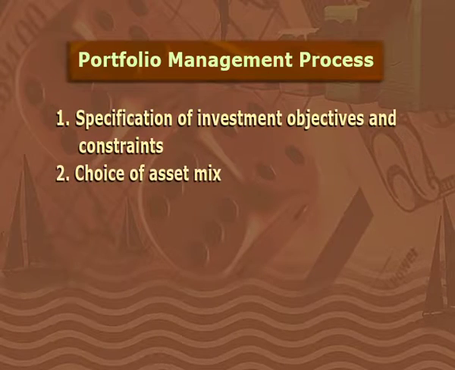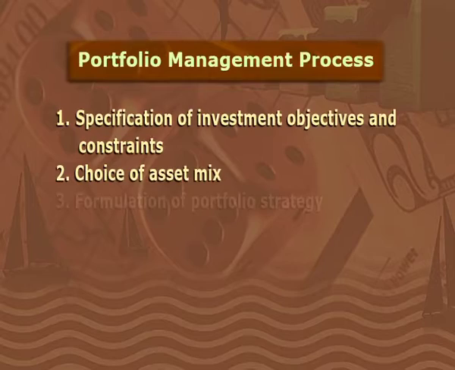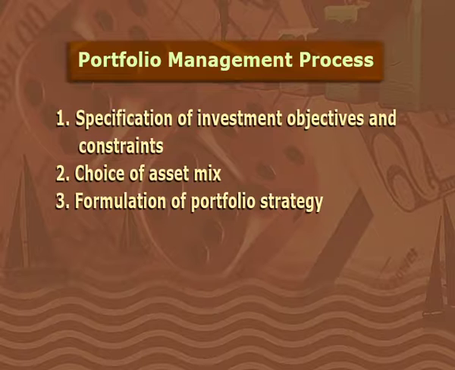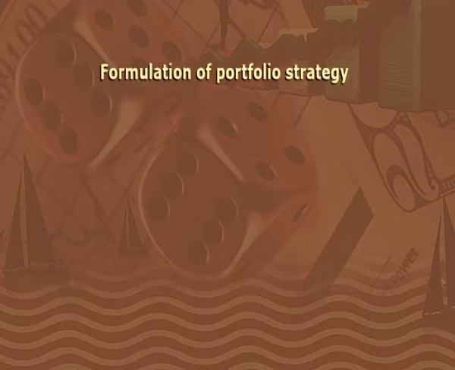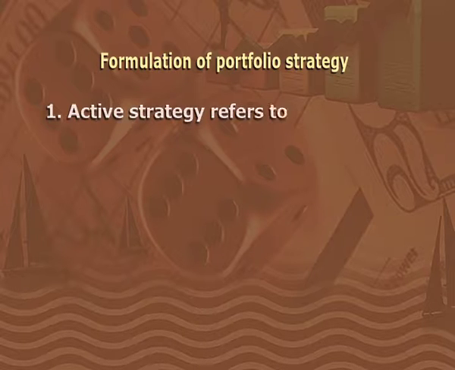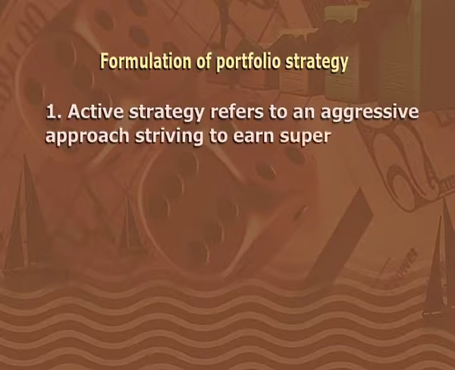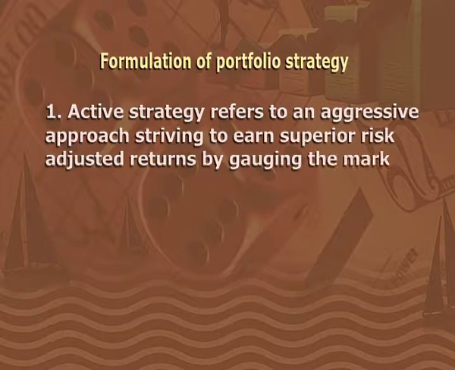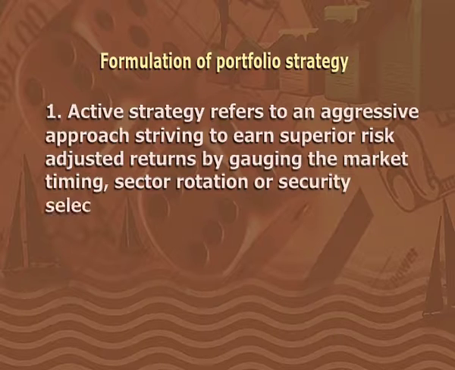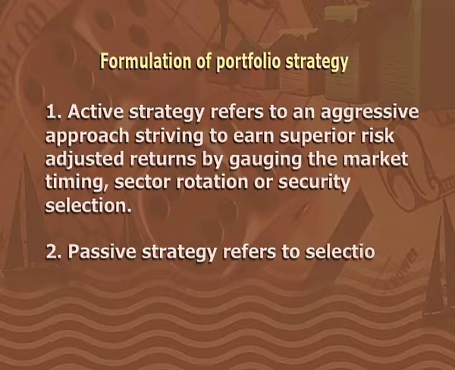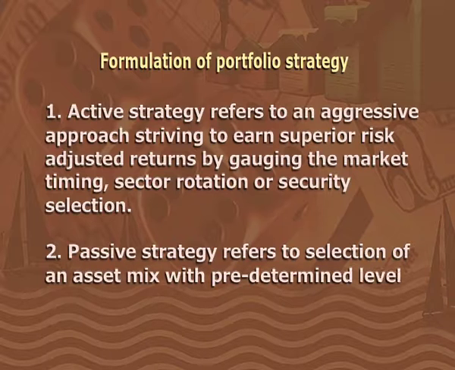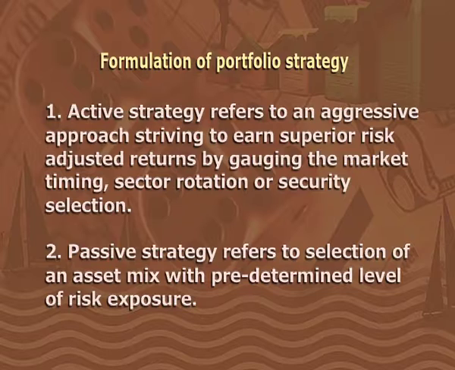Step 2. Choice of asset mix. Assets broadly are a mix of risk and return. It is basically concerned with the proportion of stocks like equity shares or equity-oriented mutual funds and bonds like fixed investment options. Step 3. Formulation of portfolio strategy. There are broadly two portfolio strategies. Active strategy refers to an aggressive approach striving to earn superior risk-adjusted returns by gauging the market timing, sector rotation, or security selection. Passive strategy refers to selection of an asset mix with a predetermined level of risk exposure.